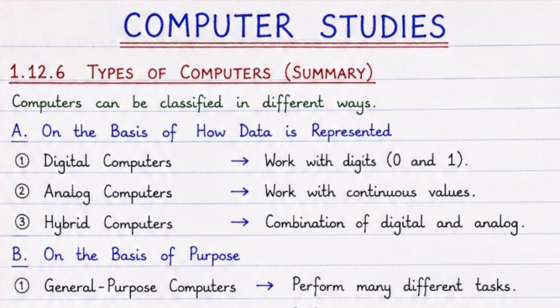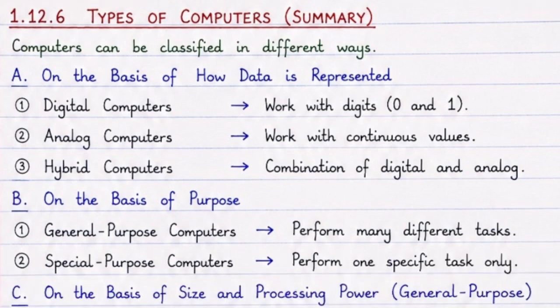Okay, and I know you understand this one, so I won't take much on it. On the basis of how data is represented, data representation, if you remember, we did that in part 4. So we have digital computers, which work with digits, zeros and ones. Analog computers work with continuous values. Then we have hybrid computers, a combination of digital and analog. On the basis of purpose, we have general purpose and special purpose.